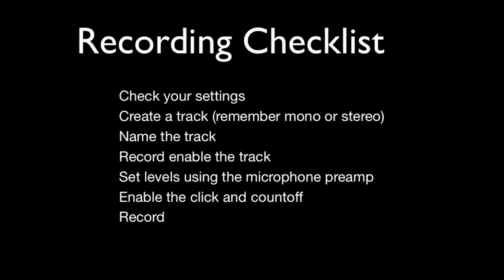No matter what you're recording or which DAW you're using, the steps are going to be the same. First, you'll check your settings, then you'll create a track, remembering to choose mono or stereo depending on your input. You'll have to name the track, record enable the track, set your levels using the microphone preamp, enable your click and count off, and then hit record.